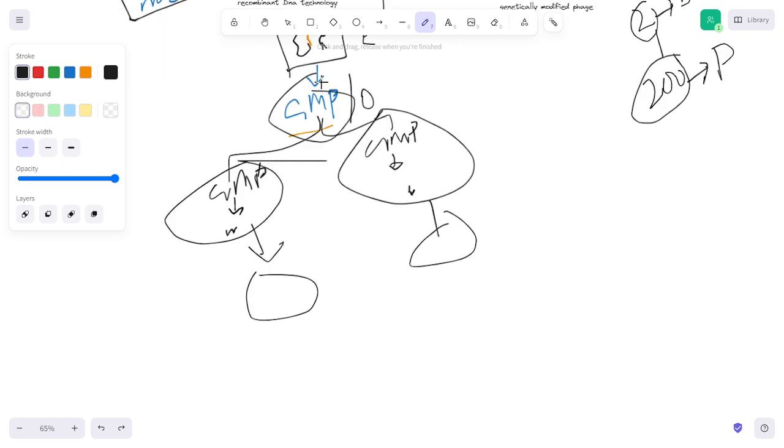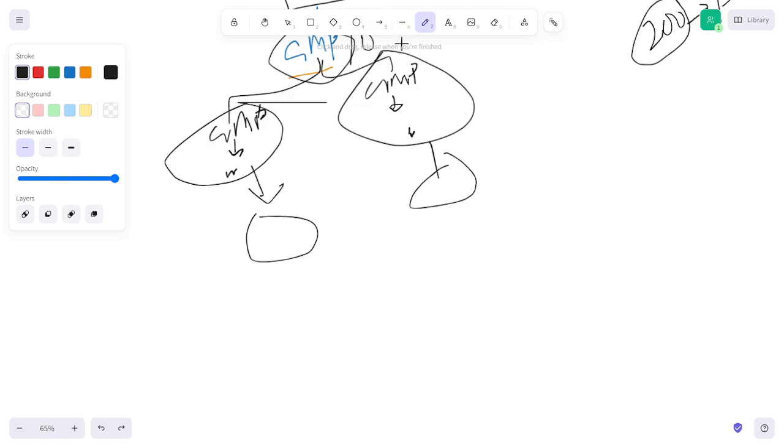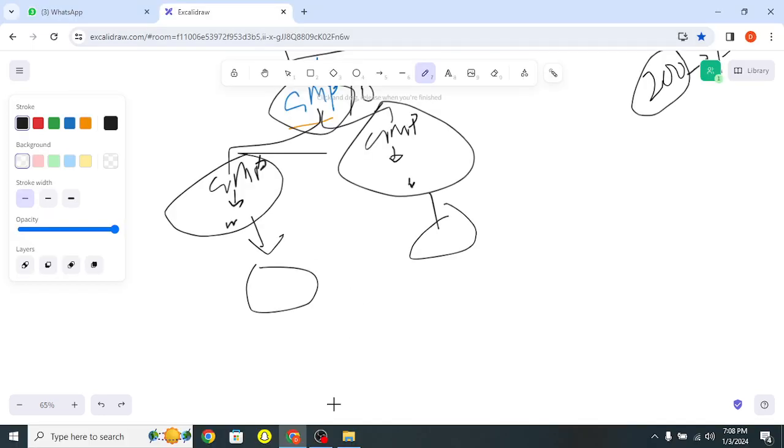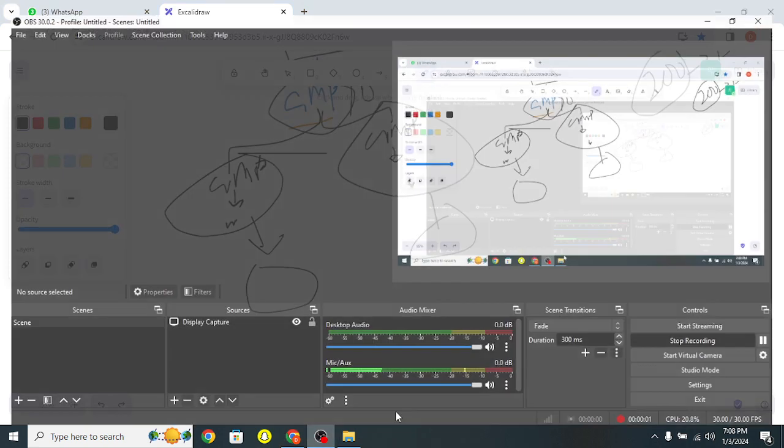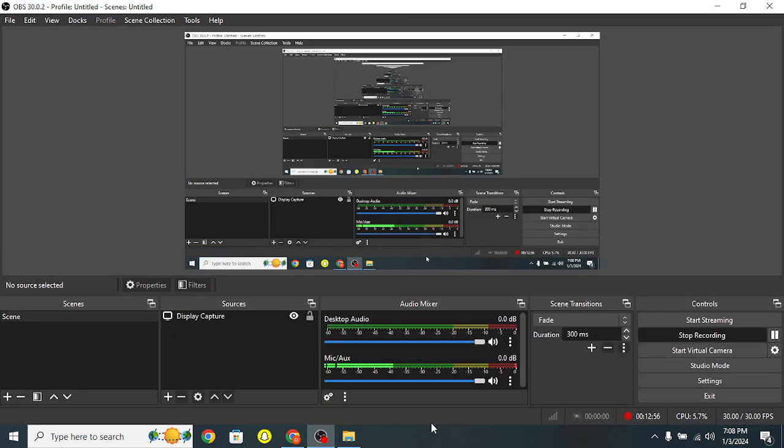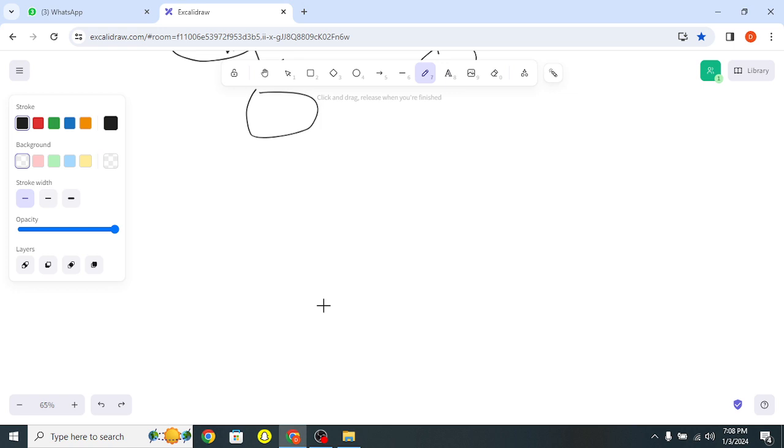Okay, so now we are discussing how this genetically modified bacteriophage is used in genetic engineering. So now we are going to study about the usage of bacteriophage in genetic engineering and how this bacteriophage is used to protect our body from the bacteria which are infecting our cells.